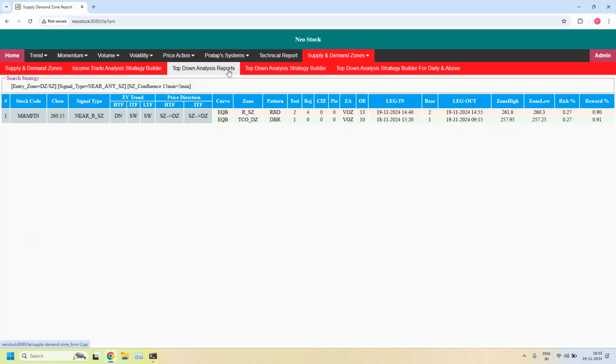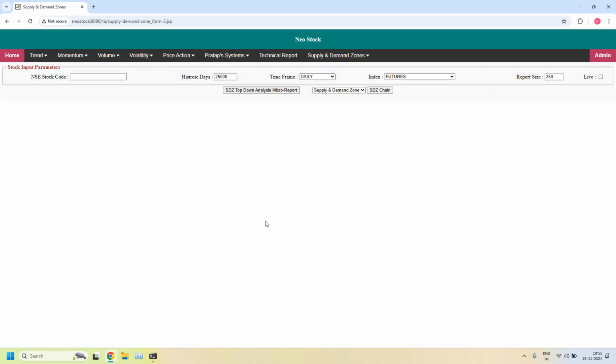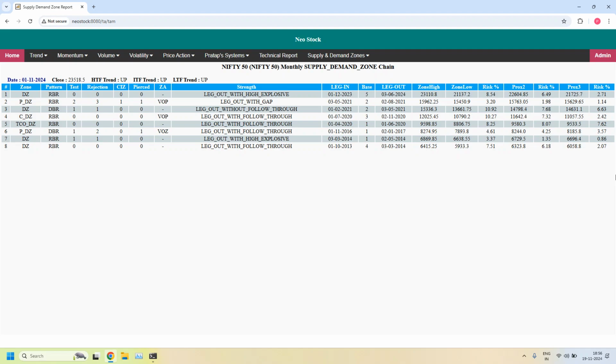Next, let us identify NIFTY and BANKNIFTY supply demand zone chain. Let's start with NIFTY 50. So NIFTY 50, starting with monthly time frame, generating supply demand zone chain for NIFTY, monthly supply demand zone chain. This is the monthly supply demand zone chain. Always look into the zone column to find the high liquidity zones. Always look into the pierced column to find the pierced zones. Always look into the LTF trend to find the trend of the current time frame you have selected.